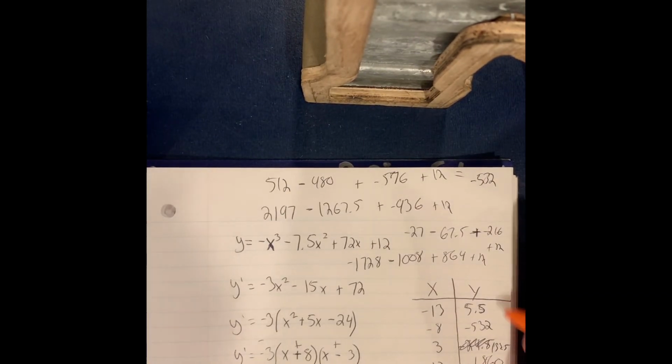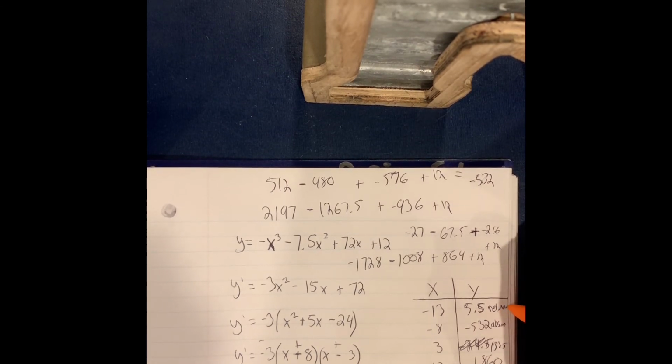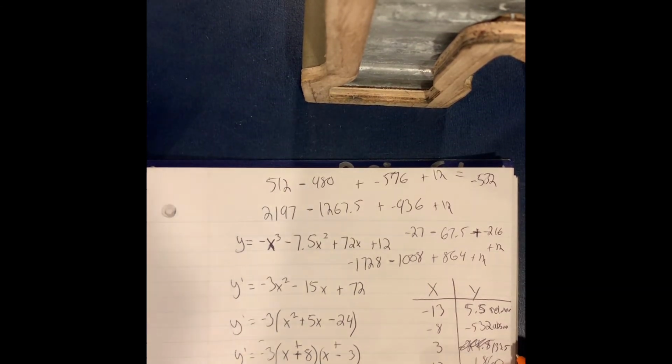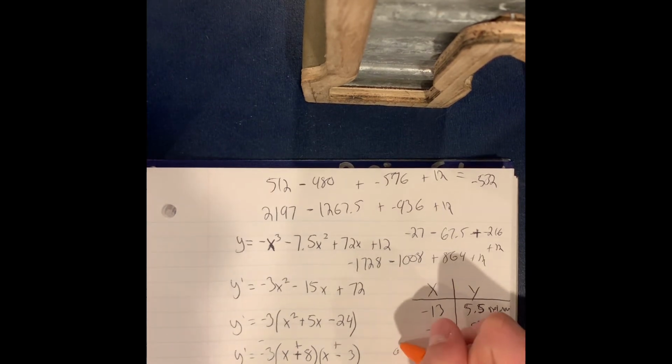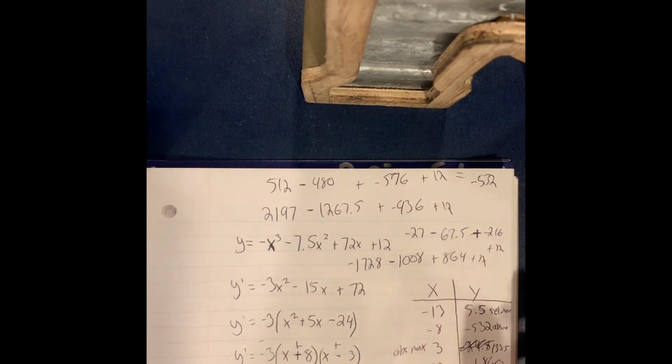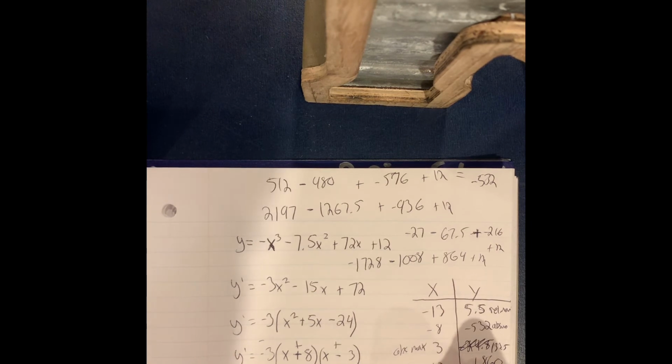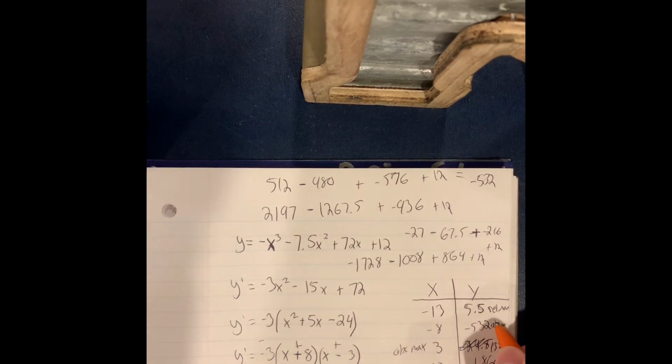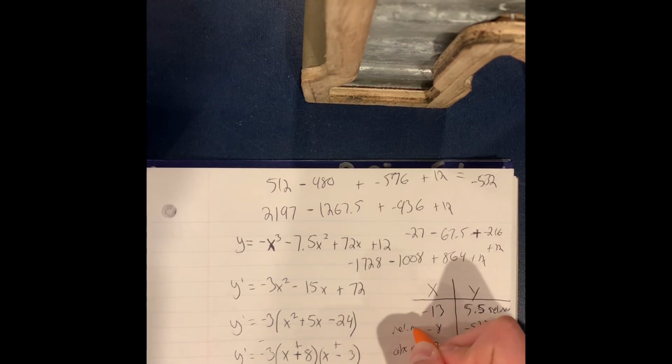Okay, so at negative 13 we said we had a max. That is going to be a relative. At negative 8 we have an absolute min. At 3 we have absolute max. And at 12 we have an absolute min. So at negative 8 there's actually a relative min. All right, now for our explanation.